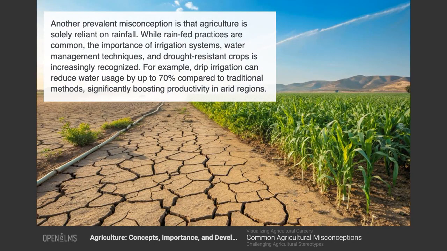Another prevalent misconception is that agriculture is solely reliant on rainfall. While rain-fed practices are common, the importance of irrigation systems, water management techniques, and drought-resistant crops is increasingly recognized. For example, drip irrigation can reduce water usage by up to 70% compared to traditional methods, significantly boosting productivity in arid regions.